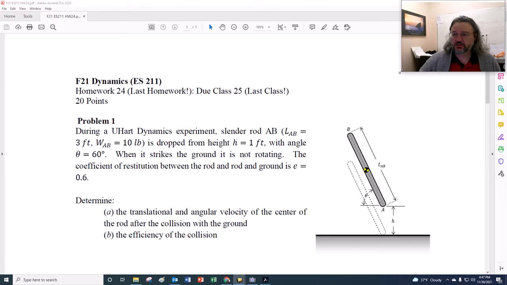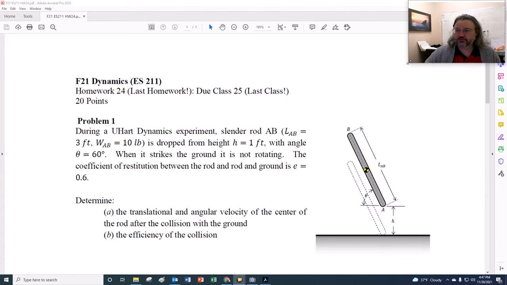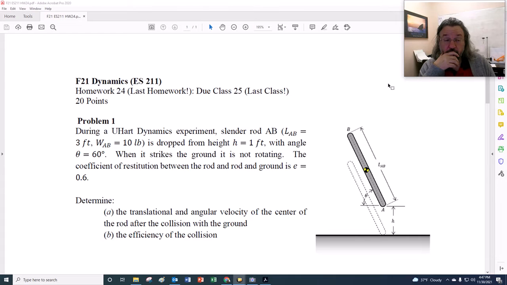The last homework of the semester. Look, I can make myself squish around. I'll stop that. And this is homework 24, an impulse momentum problem with collision.